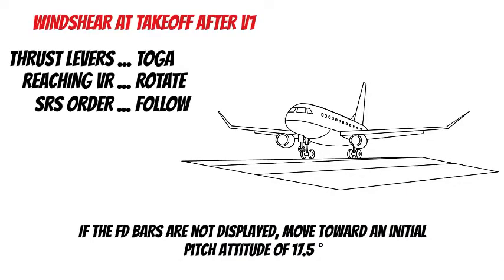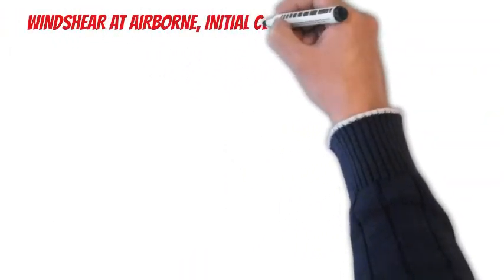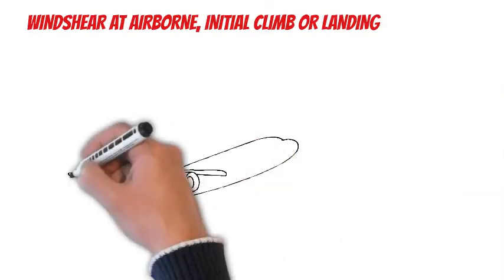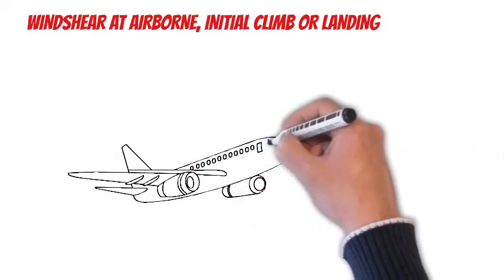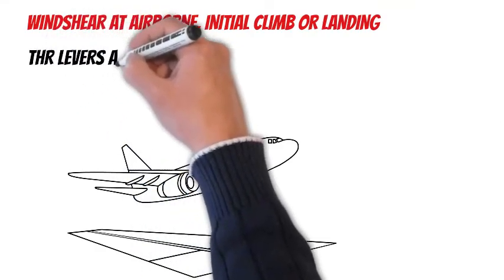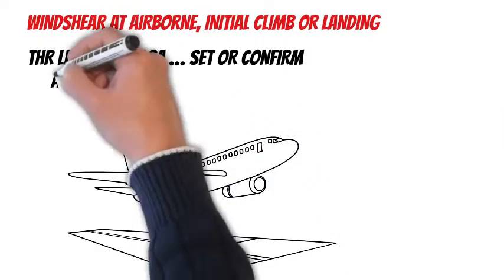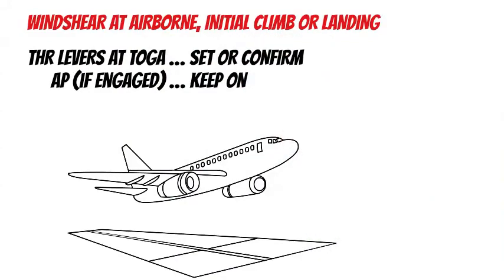If the FD bars are not displayed, move toward an initial pitch attitude of 17.5 degrees. Then, if necessary, to prevent a loss in altitude, increase the pitch attitude. If wind shear is detected airborne, initial climb or landing: thrust levers at TOGA, set or confirm. AP, if engaged, keep on. SRS orders, follow. Note: if necessary, the flight crew may pull the sidestick fully back.